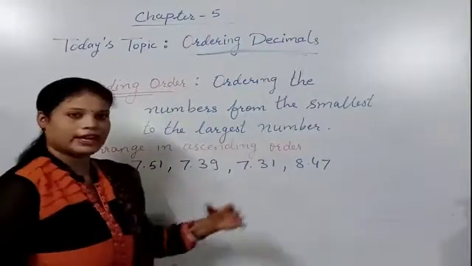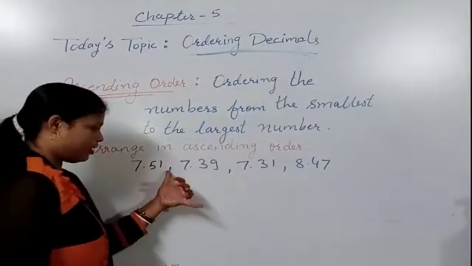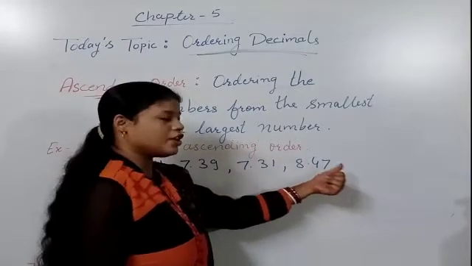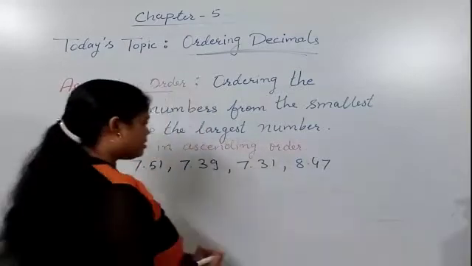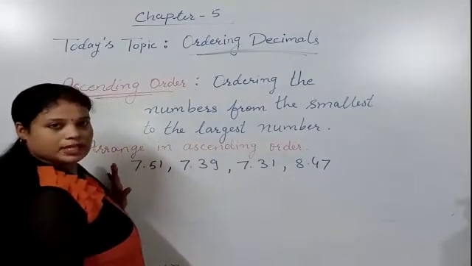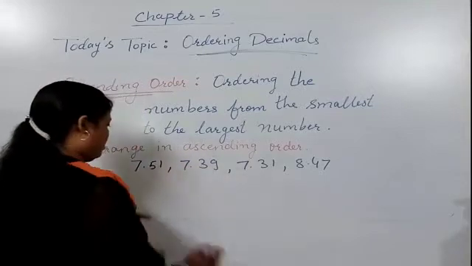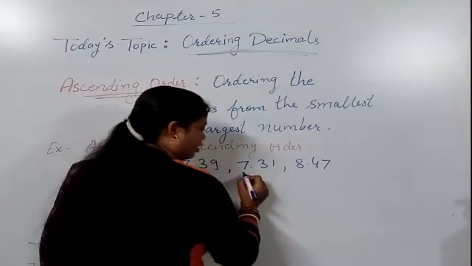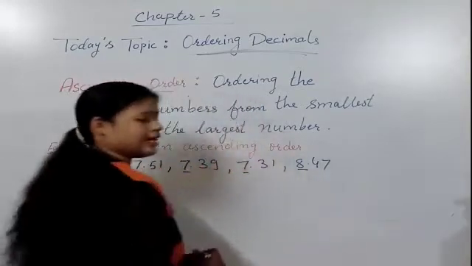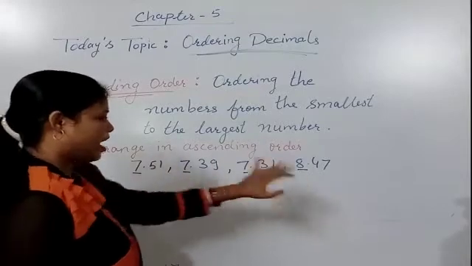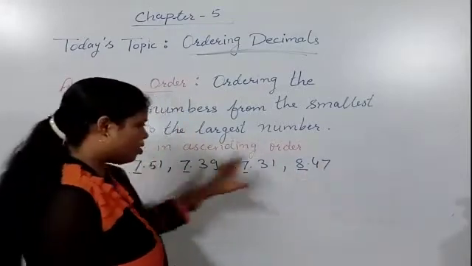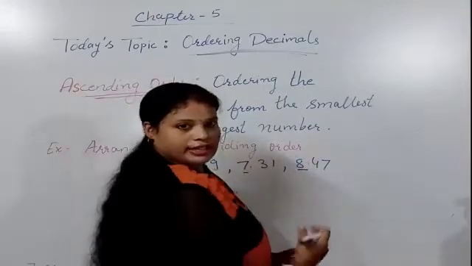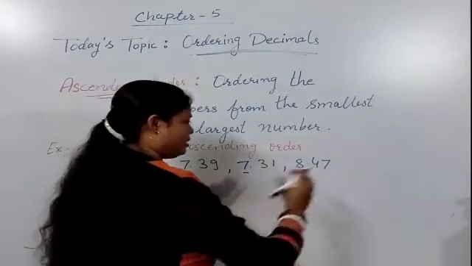So here is our another example: 7.51, 7.39, 7.31, 8.47. Again, what will we see? We'll check before the decimal, which means the left side of the decimal. Here 7, here also 7, and here it is 8. It means 8 is greatest among all four. So we know that we will write it last.